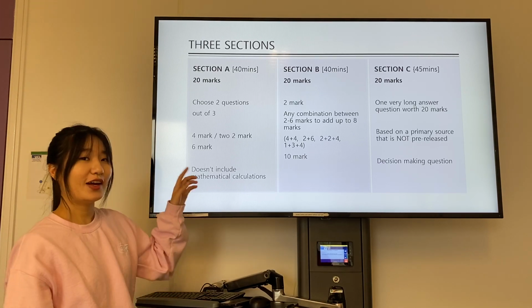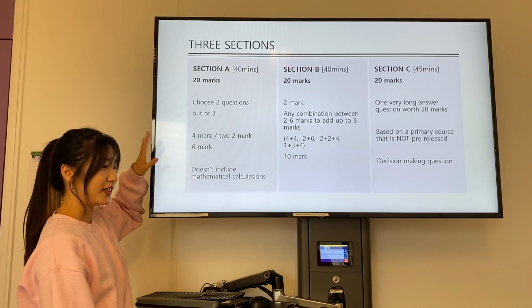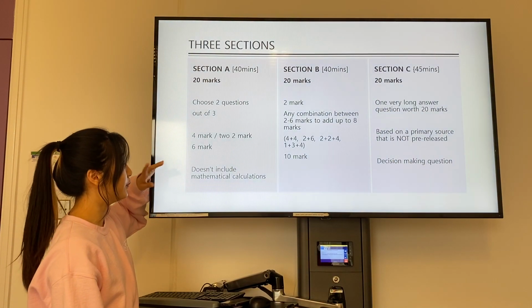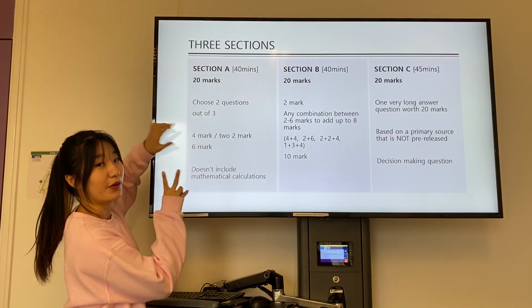Okay? So your mark allocation is either going to be a 4 and 6, or like a 6 and 2 and 2, 2 plus 2. And that's going to be 1 set. You're going to be doing 2 of those.